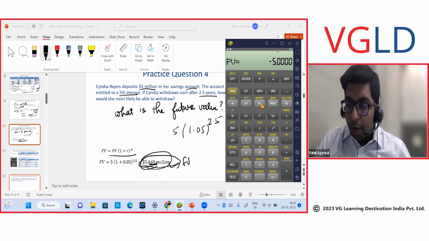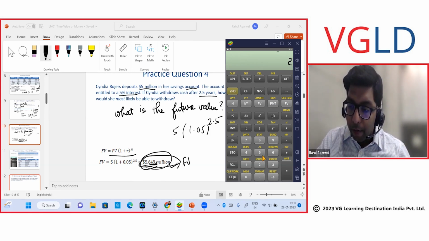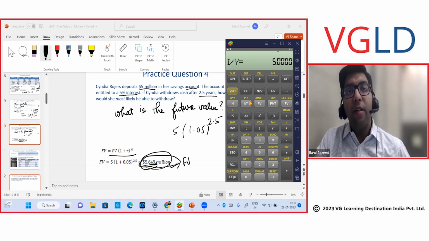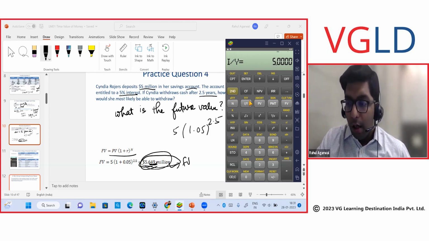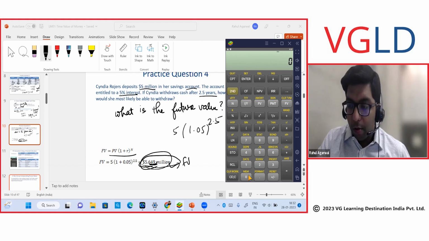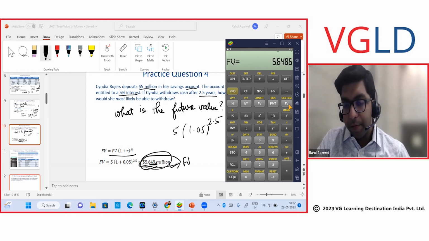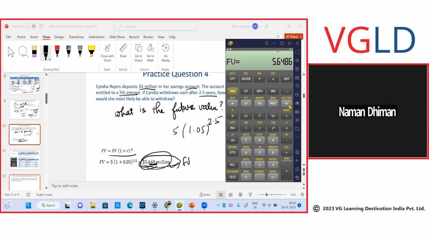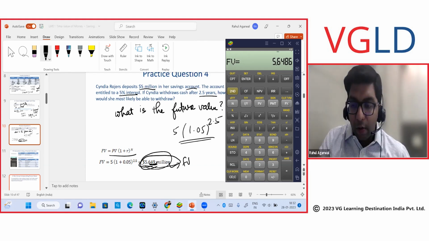I'm investing 5 million, so -5 because it's going out of my pocket. Outflow. For how many years? 2.5, so N. What is the interest rate? 5%. Is there any periodic payment in the middle? No, 0, PMT. Compute FV. Getting it? Yes, sir. If you do this calculation, you'll get the same answer.